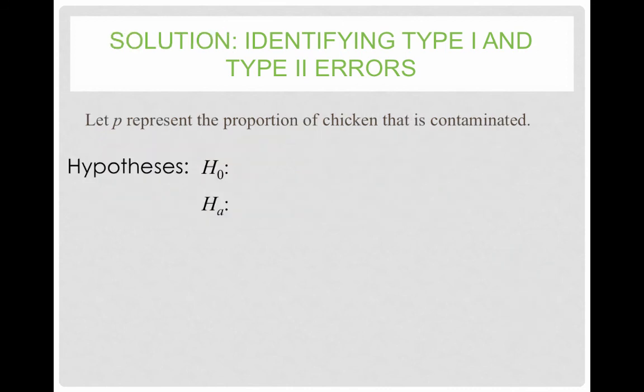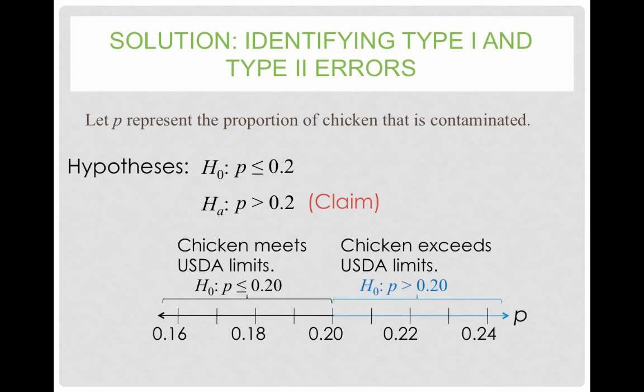Let's let P represent the proportion of chicken that is contaminated. What are our hypotheses going to be? The USDA inspector's claim is that in this particular facility, the salmonella contamination is greater than 0.2. That's an inequality statement, so that's our alternative hypothesis. What's our null hypothesis going to be? What's the opposite of that? The proportion is less than or equal to 0.2, which meets USDA limits, while greater than 0.2 exceeds the USDA limits.